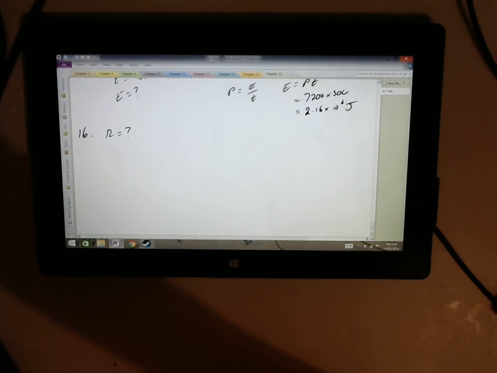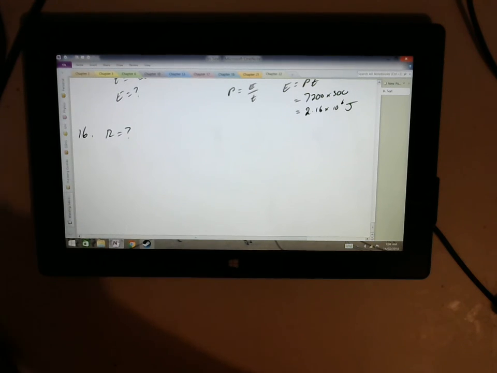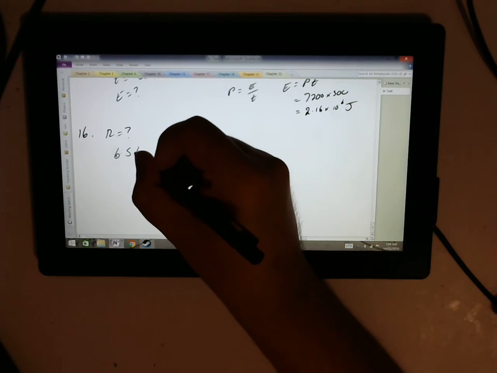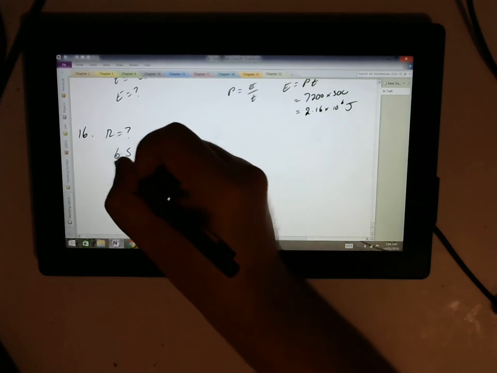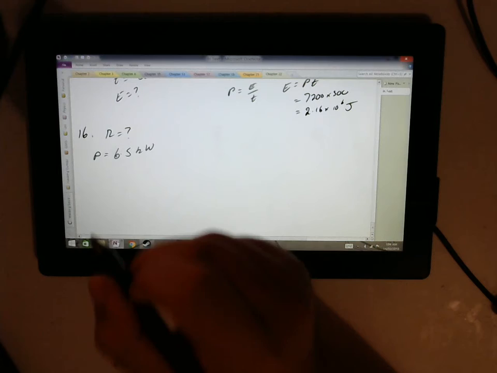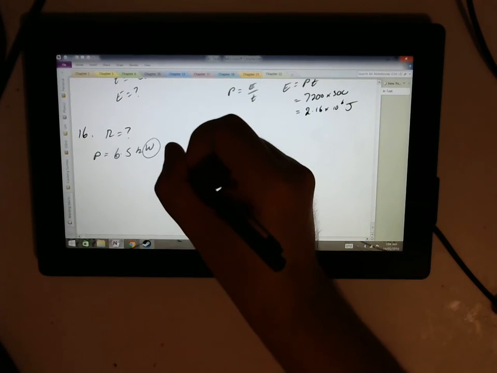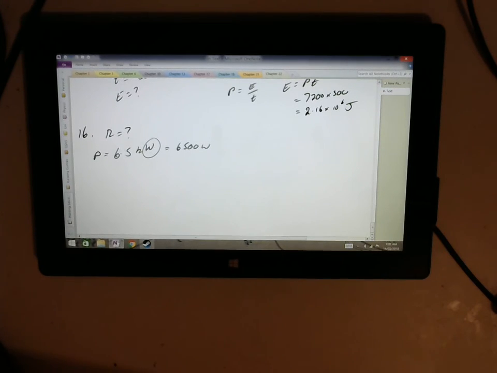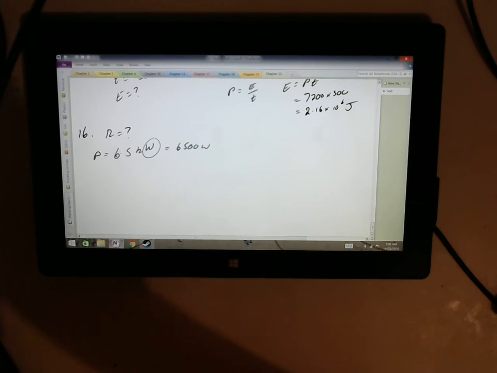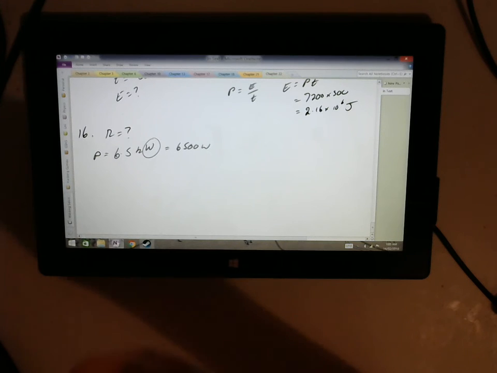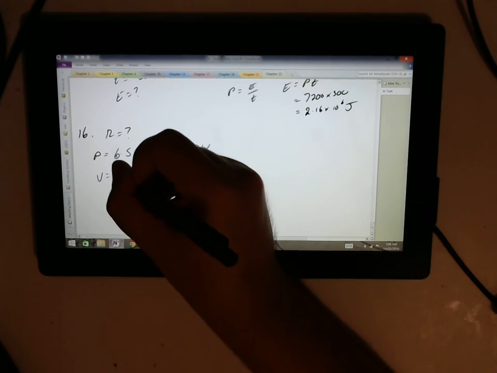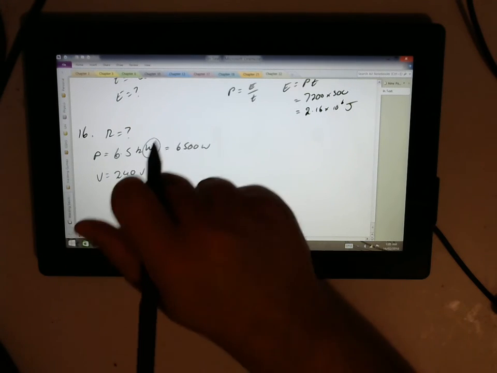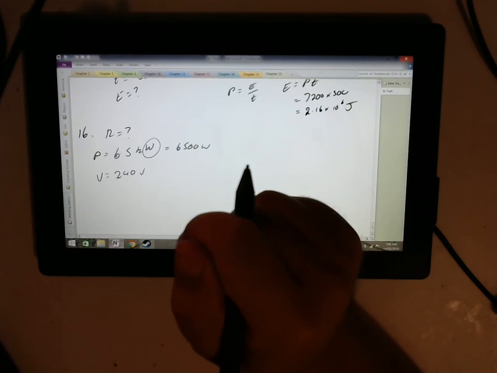We've been given 6.5 kilowatts. That's a power rating. Remember to look for the unit. So we have 6.5 kilowatts, and that's a power. That unit, watt, clues us in. It equals 6,500 watts. The next number we see there is a 240 volt AC current, so that means that voltage equals 240 volts.